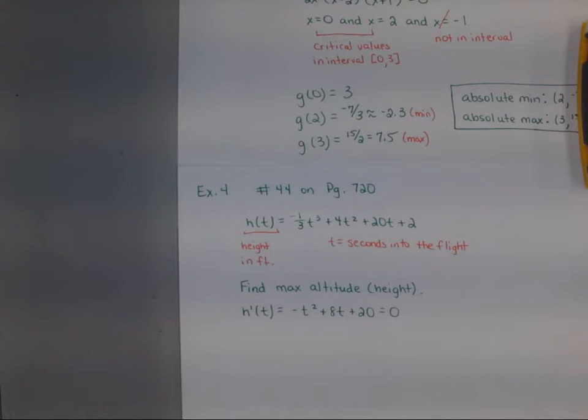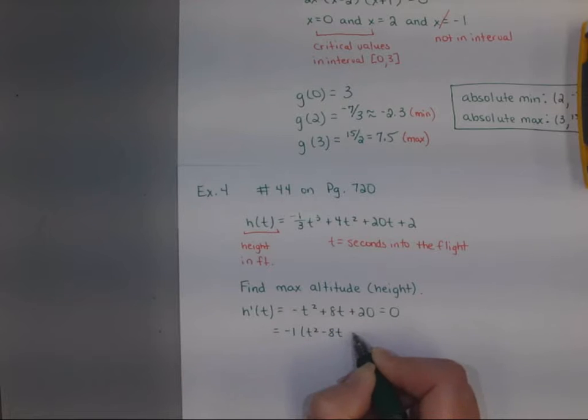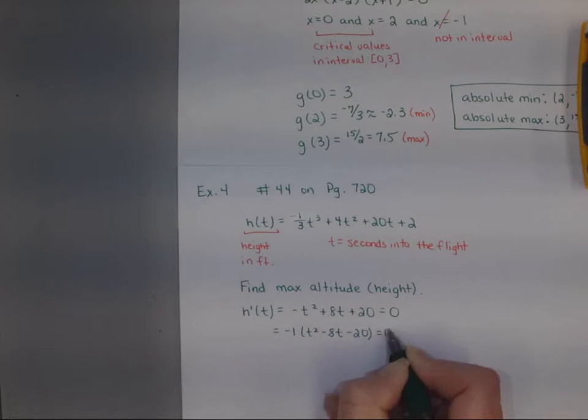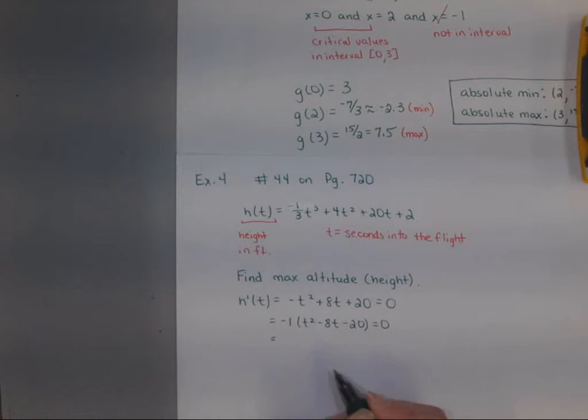It would probably be a lot easier to factor if it weren't for what? The negative, right? So we always try to make our life easier, so let's just factor out a negative. So that'll be t squared minus 8t minus 20. I'm allowed to do that as long as I factor it out of everything, okay? And then notice we ignore the negative 1 for now. We just need to try to factor it.